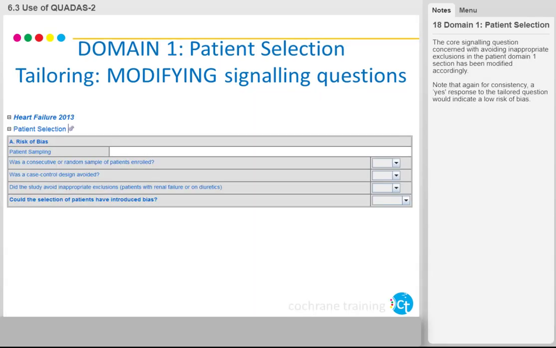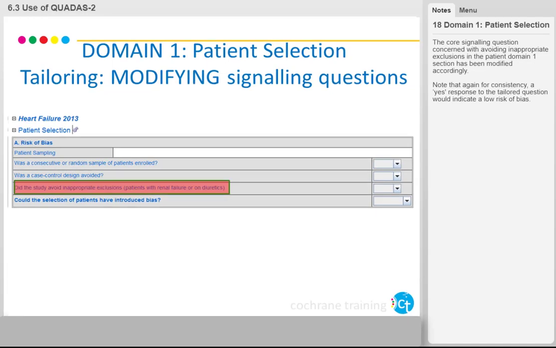The core signalling question concerned with avoiding inappropriate exclusions in the patient domain has been modified accordingly. Note that again, for consistency, a yes response to the tailored question would indicate a low risk of bias.